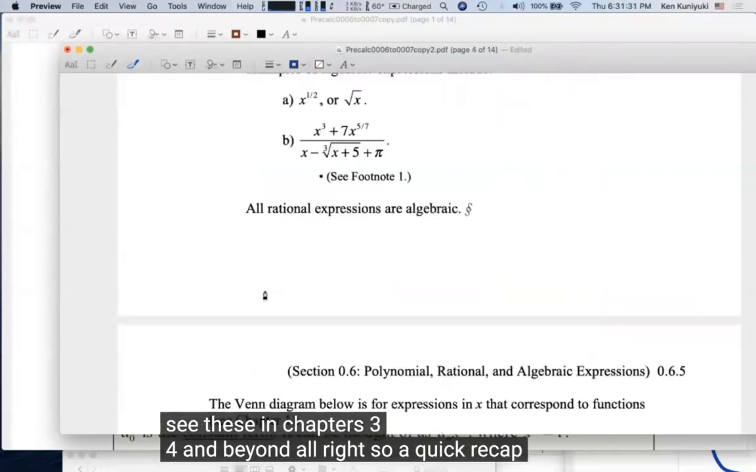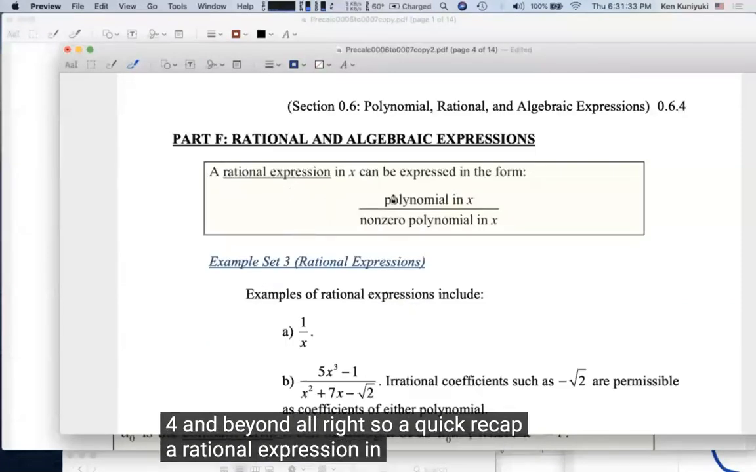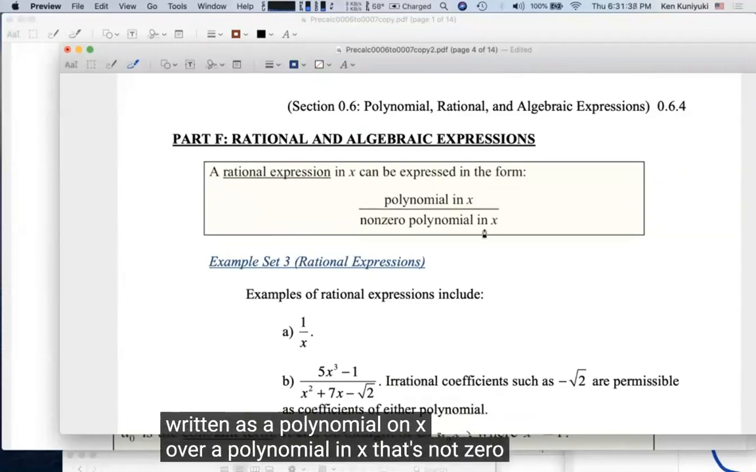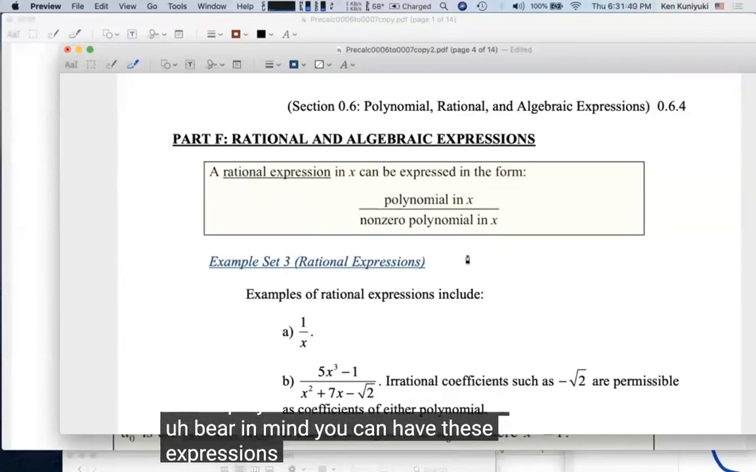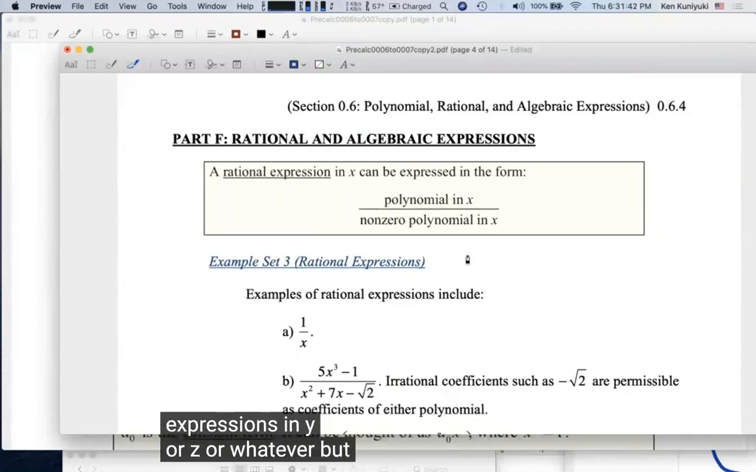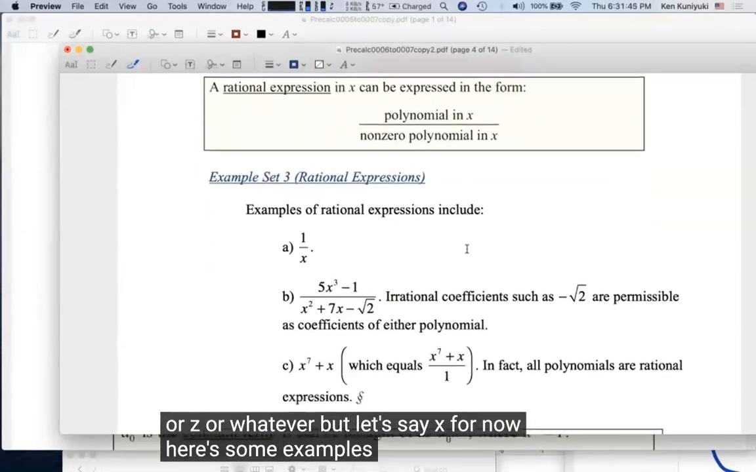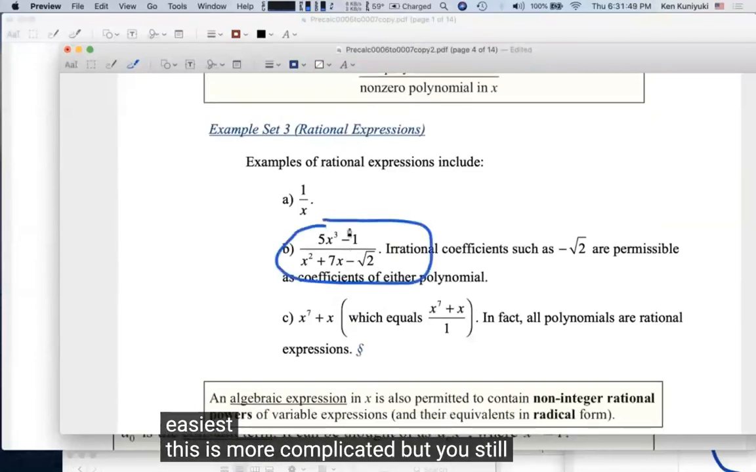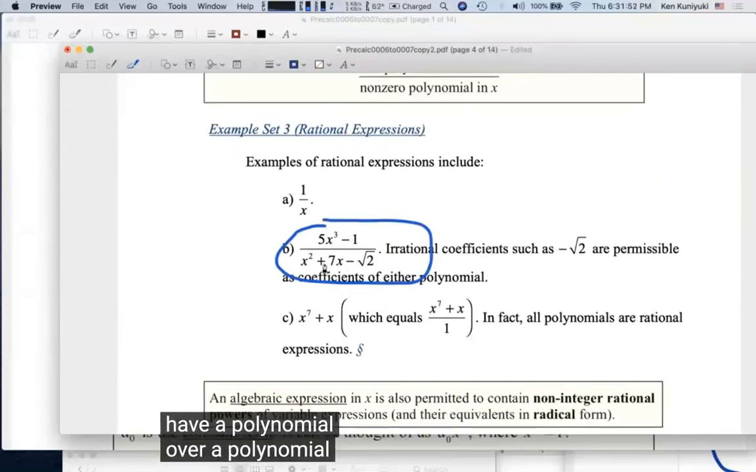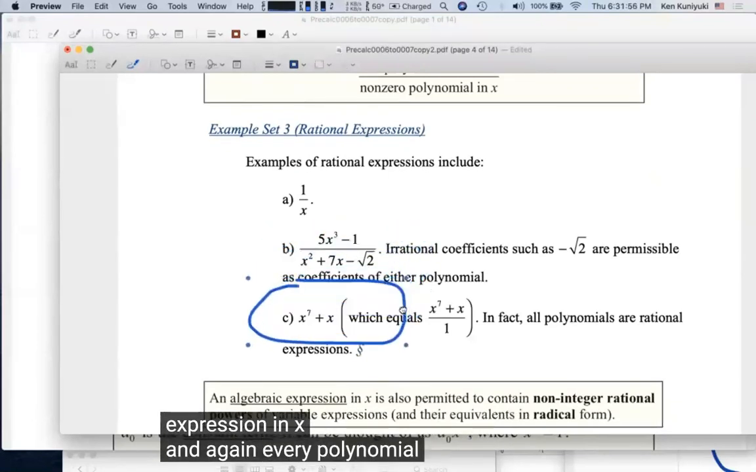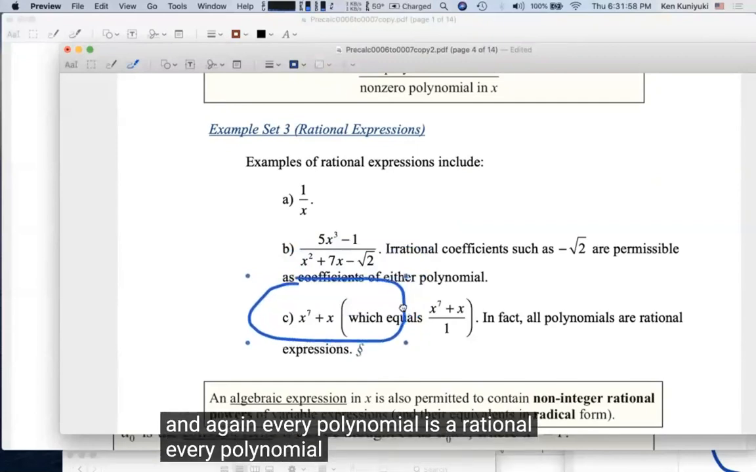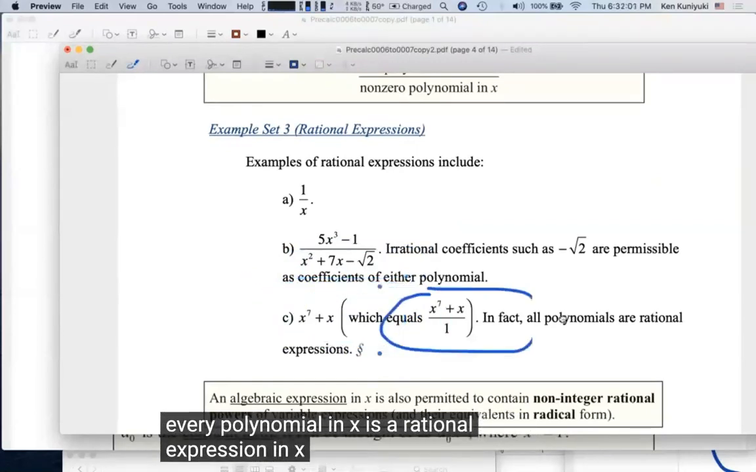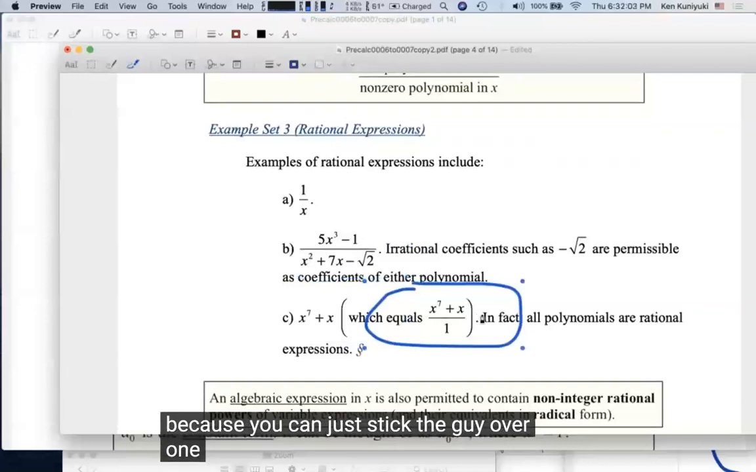All right. So a quick recap. A rational expression in x can be written as a polynomial in x over a polynomial in x that's not 0. Bear in mind, you can have these expressions in y or z or whatever, but let's say x for now. Here's some examples. 1 over x is the easiest. This is more complicated, but you still have a polynomial over a polynomial. This is a rational expression in x. And again, every polynomial in x is a rational expression in x because you can just stick the guy over 1.